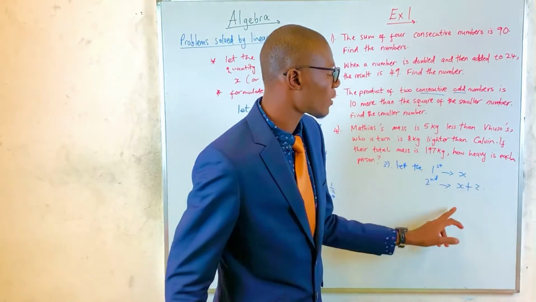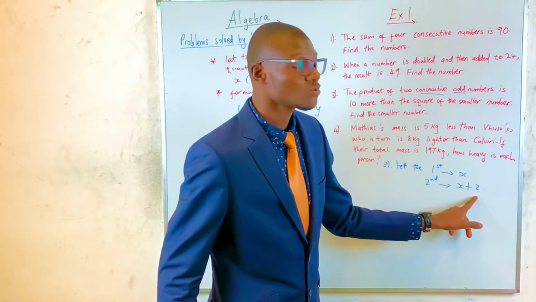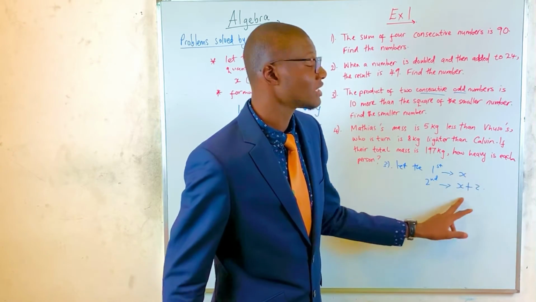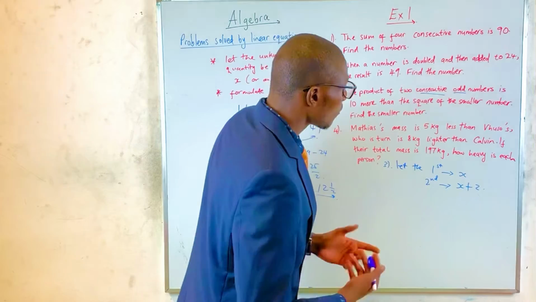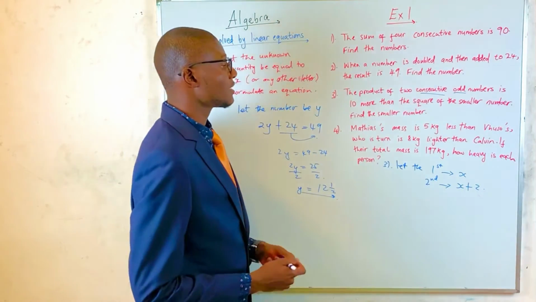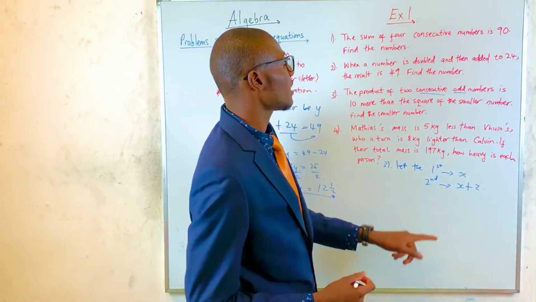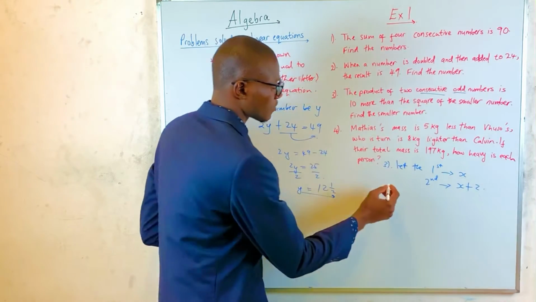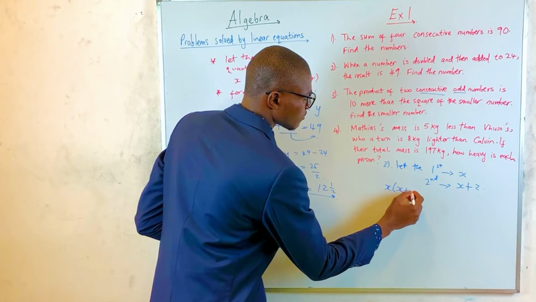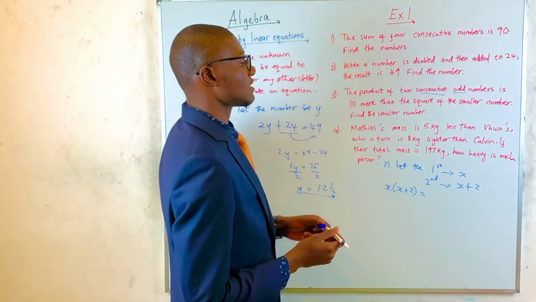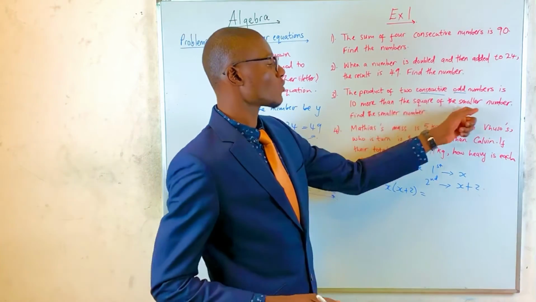So if this was 1, let's say, this will now be 3, right? If this was 3, this will be 5, right? Odd numbers. So we are told that the product of these two numbers is 10 more than the square of the smaller number. So x times x plus 2 is 10 more than the square of the smaller number.